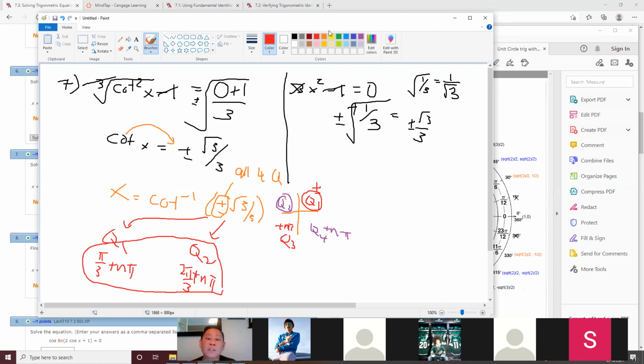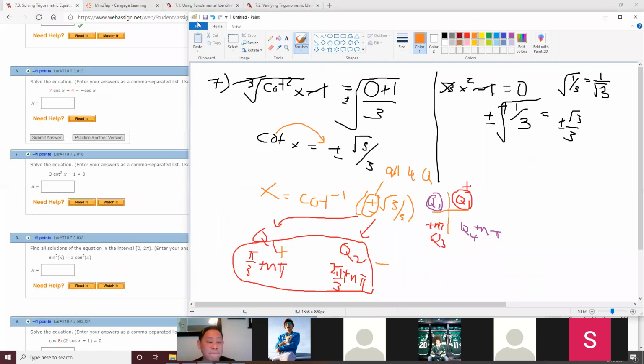And the reason why we got these two answers is because one of these is for the positive and one of these is for the negative. You guys with me here? Questions before we go on to the last?